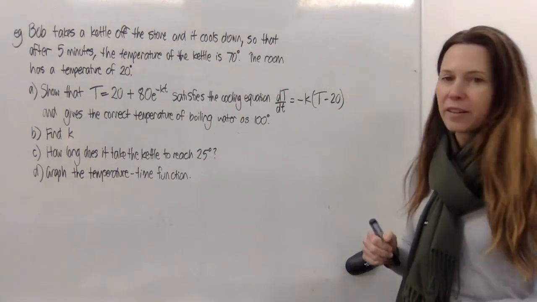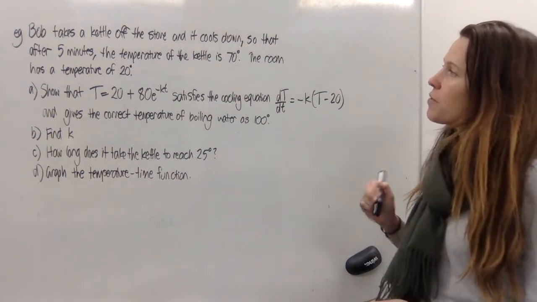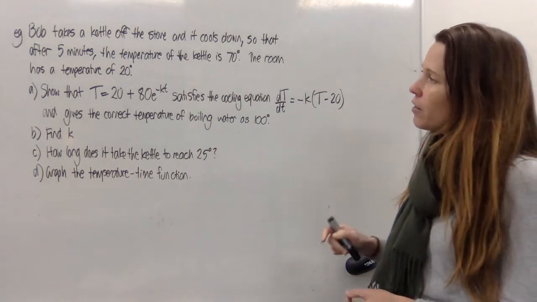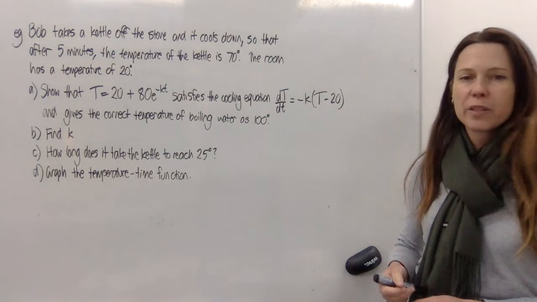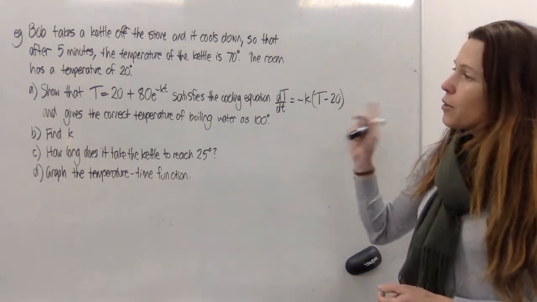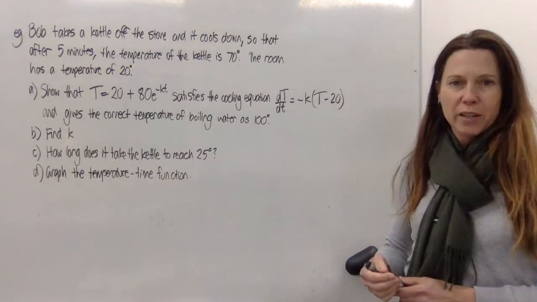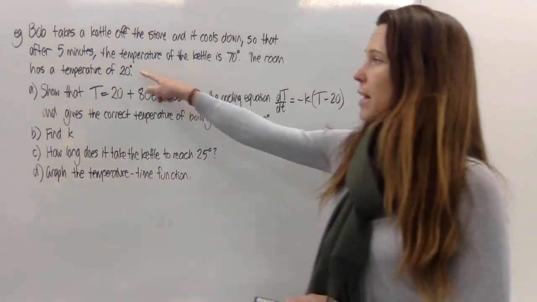Okay, another example now. Bob takes a kettle off the stove and it cools down so that after 5 minutes, the temperature of the kettle is 70 degrees. The room has a temperature of 20 degrees. Now think about why they have told us that.